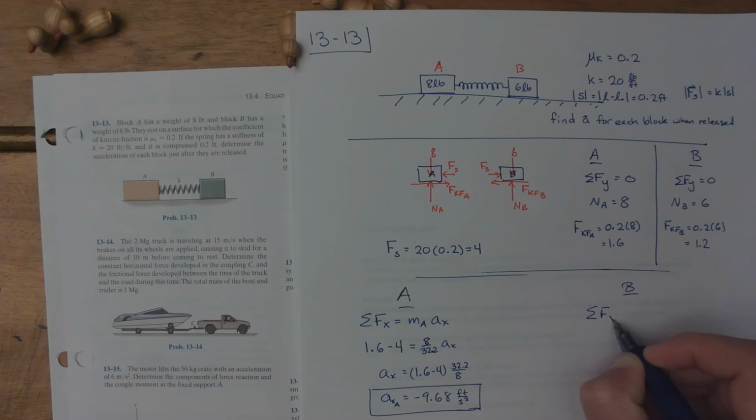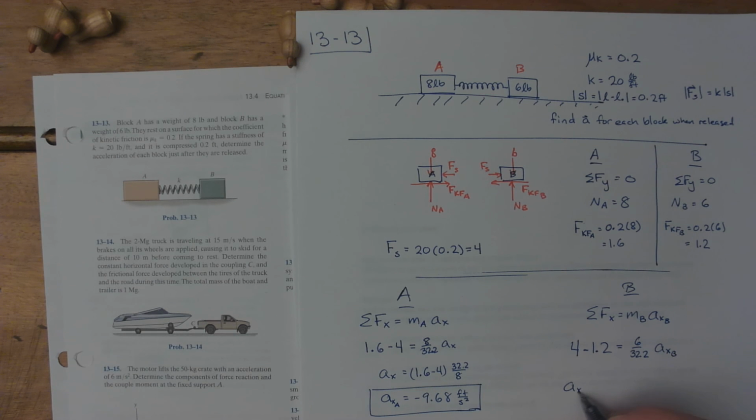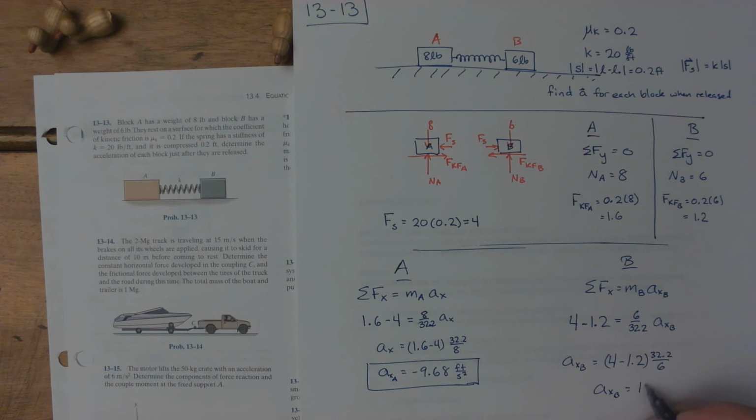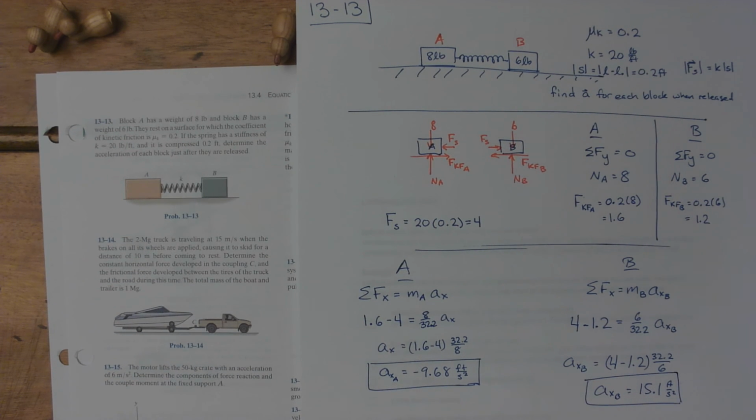For block B, I have the force of the spring, which is 4, minus the force of kinetic friction, which is 1.2, equal to the mass of block B, which is 6 pounds divided by 32.2 feet per second squared, times the acceleration of block B. Therefore, the acceleration of block B is equal to 4 minus 1.2 times 32.2 divided by 6, which is 15.1 feet per second squared, and that's positive because the acceleration is acting to the right. And that concludes problem 13.